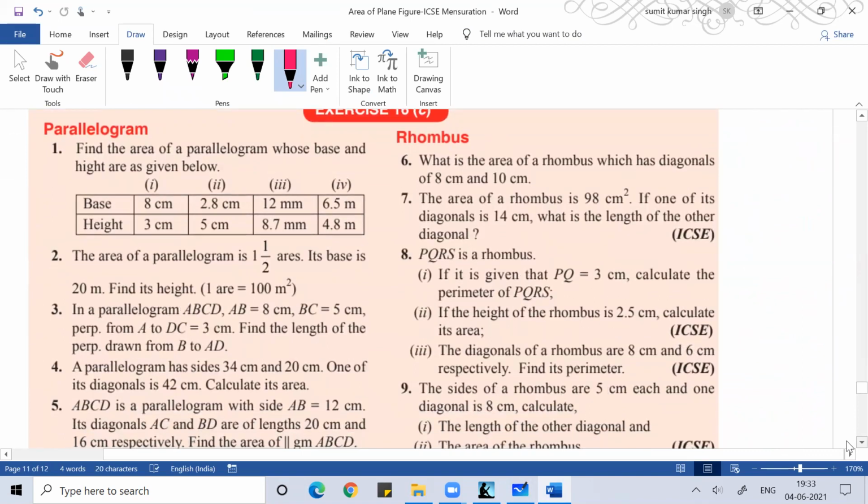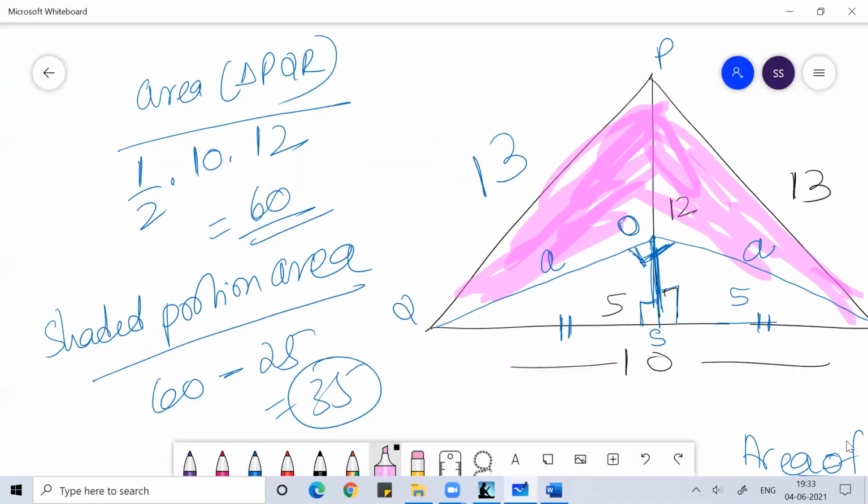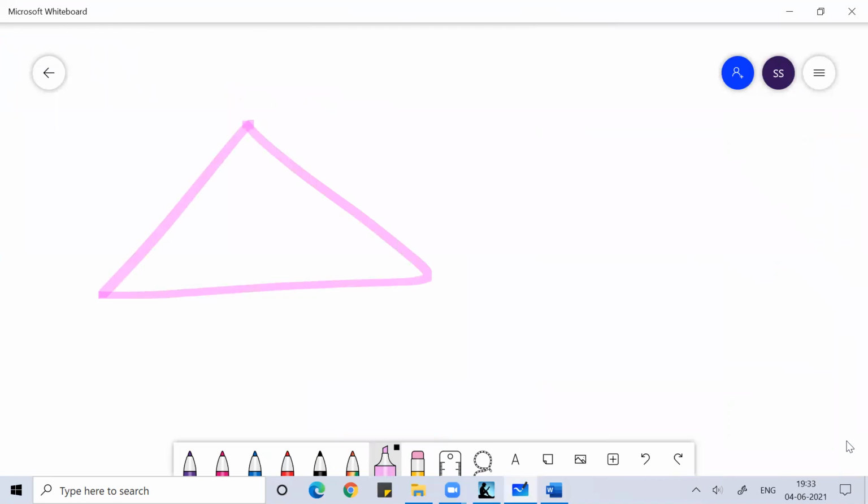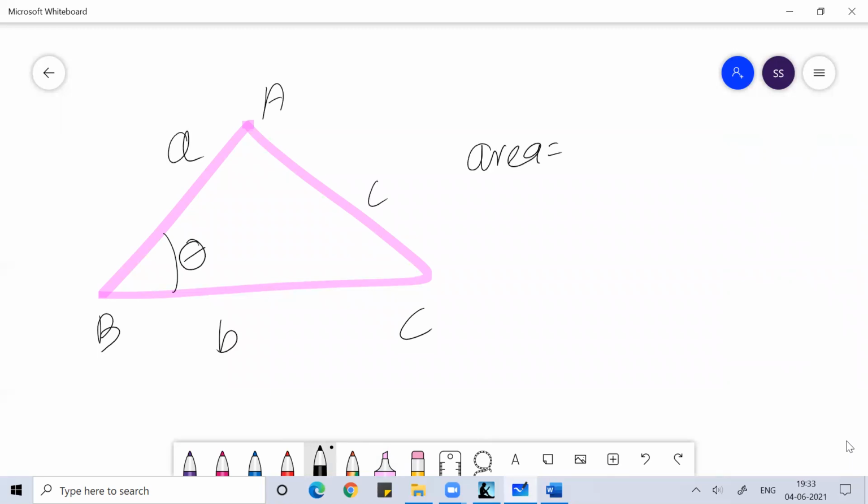Now parallelogram: what is the area formula of a parallelogram? Base into height. One more formula we discussed in terms of sine theta. Remember when I talked about the area of a triangle: if A, B, C are the three sides and this is angle theta between A and B, the area formula is half A B sine theta. This is the area of triangle formula.